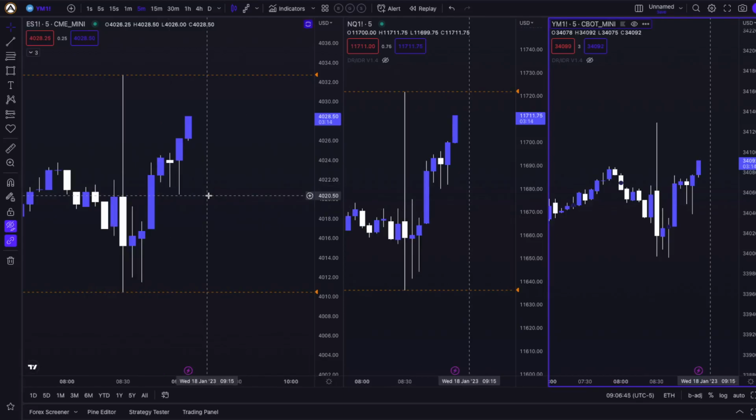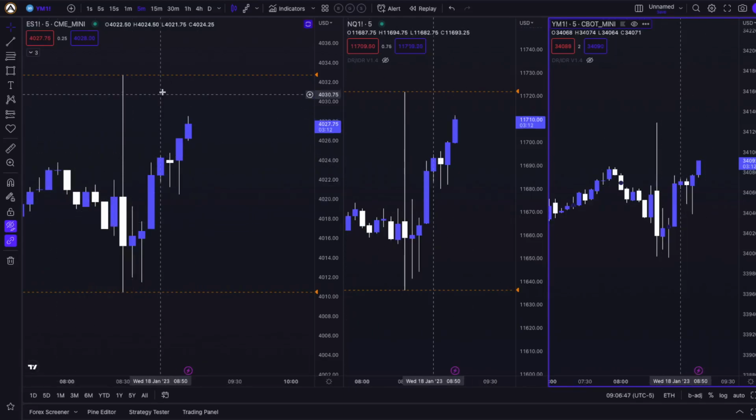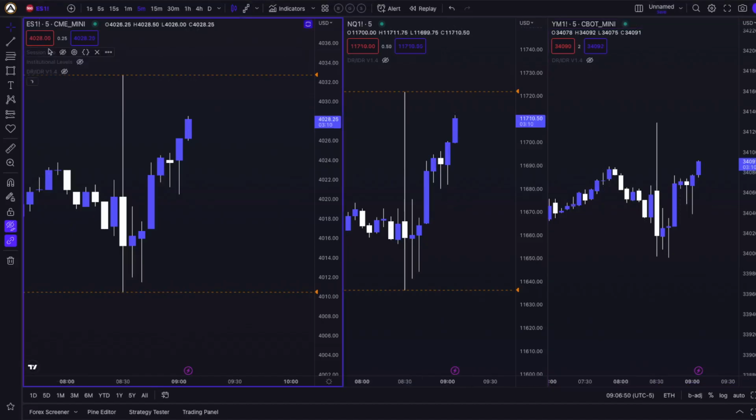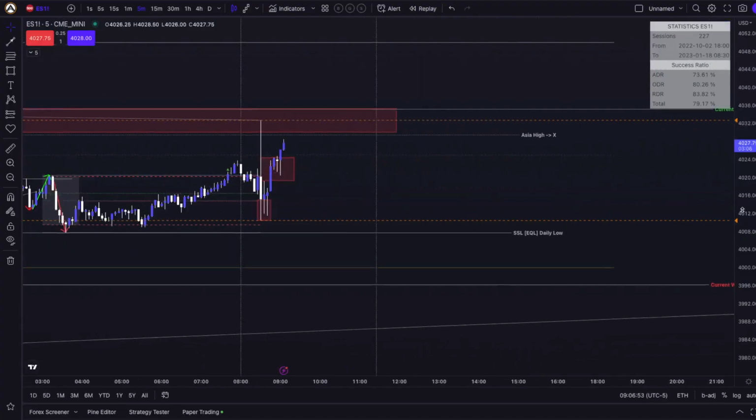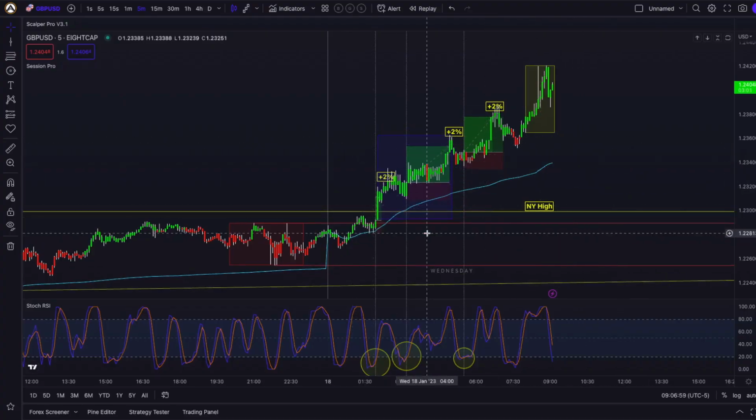And if you guys have any questions or want me to showcase the DR lens or any other features with the new DR indicator, I can do that. No problems at all. GBP USD still running beautifully.